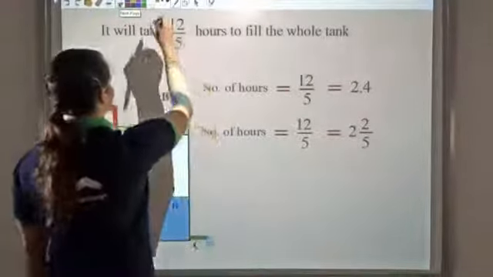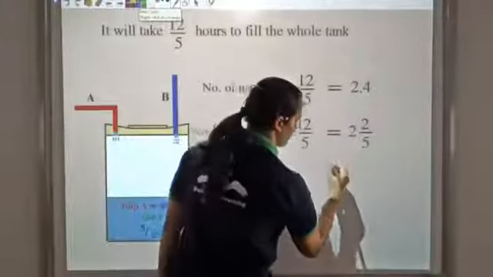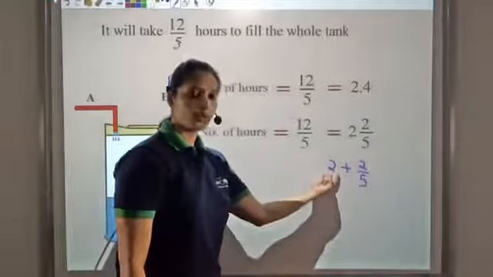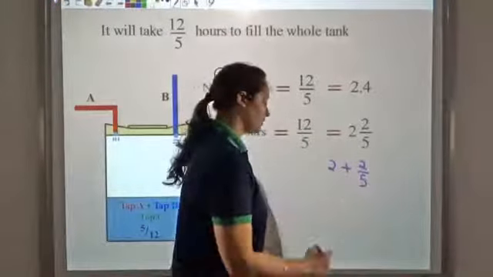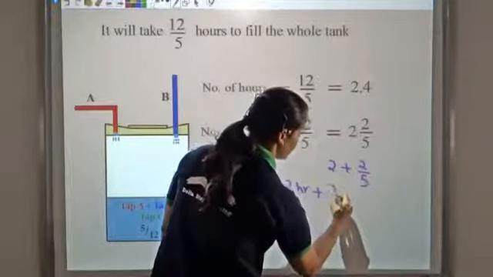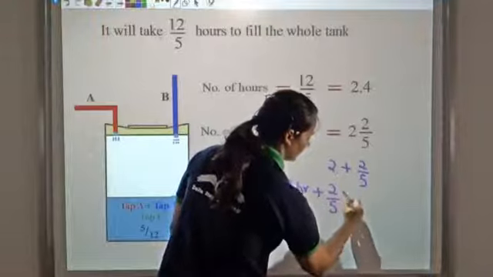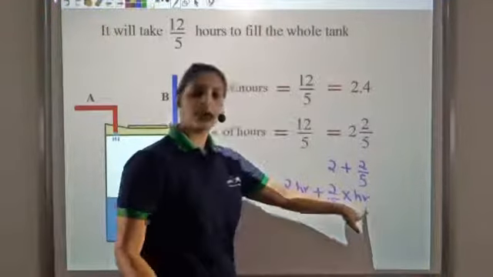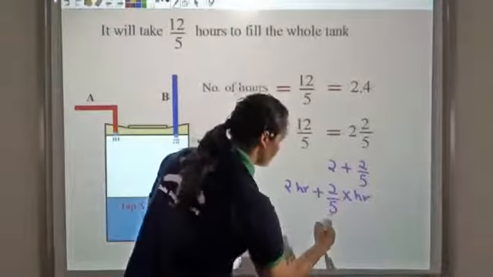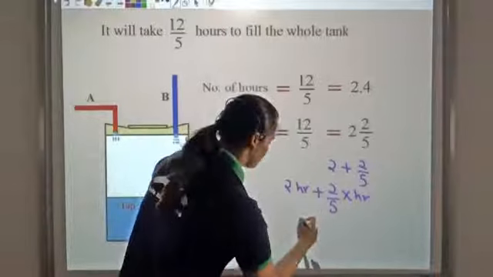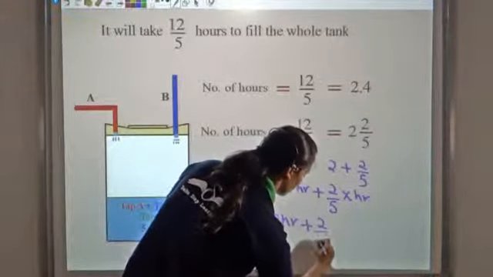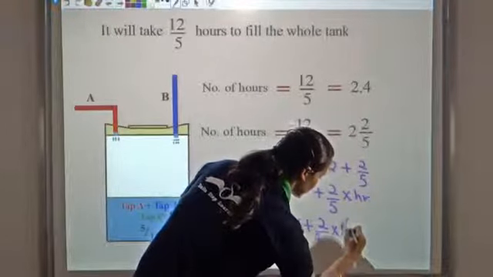Now what does this mean? This indicates 2 plus 2 by 5, that is 2 hours plus 2/5 of an hour. So 2 hours plus 2/5 of an hour. Now we know that 1 hour has 60 minutes. So we can express 2 by 5 in minutes. So this is 2 hours plus 2 by 5 into 60 minutes.